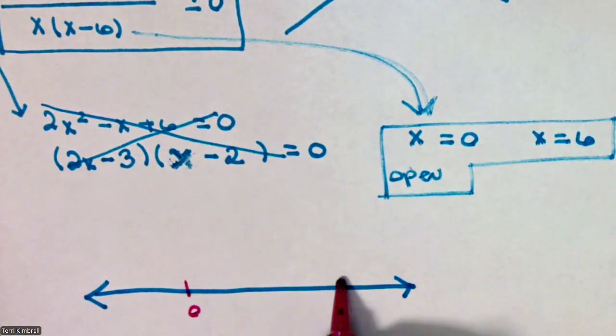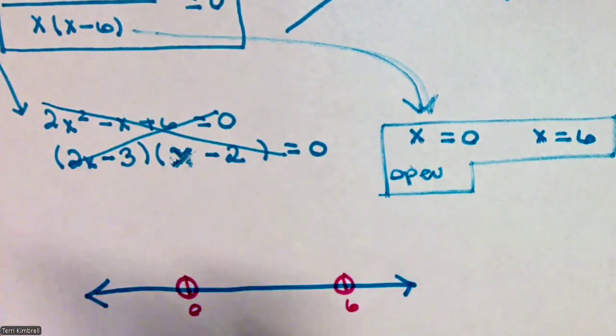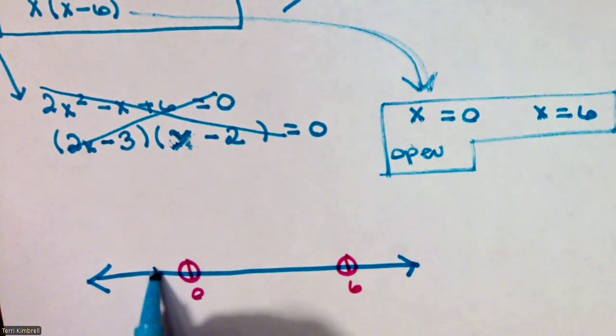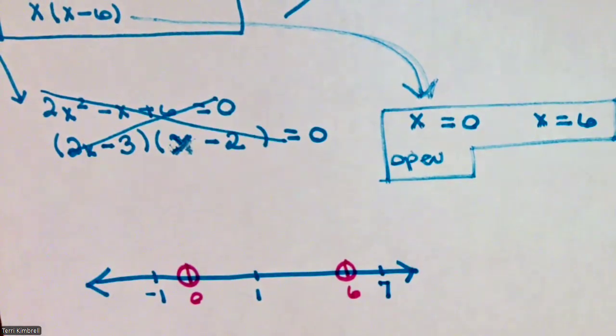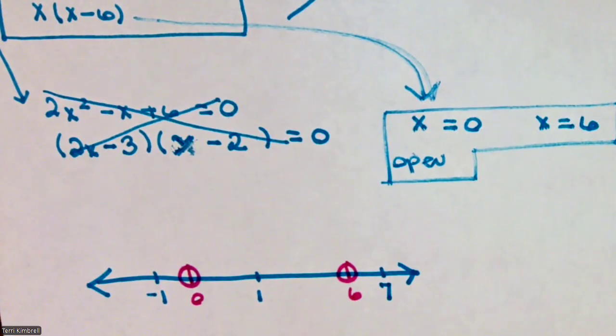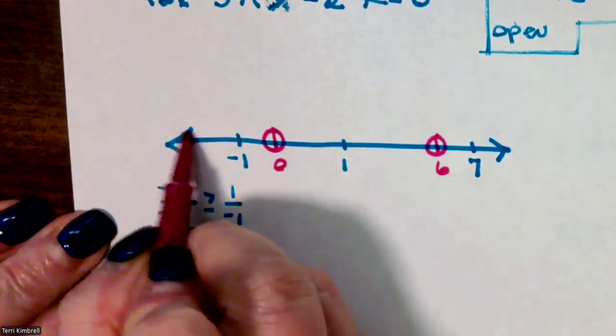So we use a 0 and a 6, and we need to put open. Then you're going to still test like we normally do. And you're going to highlight your truths. So I put that in the original, and this part would be true.